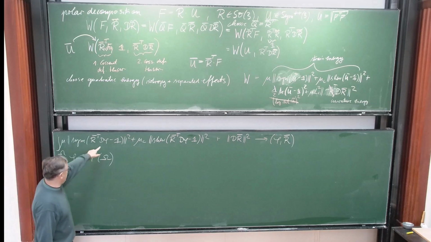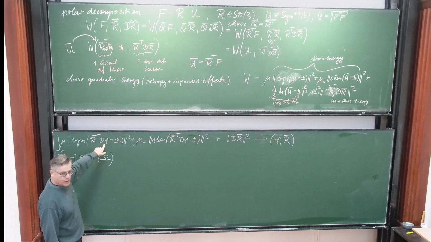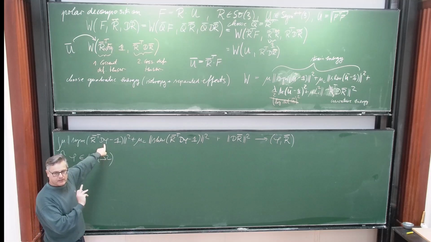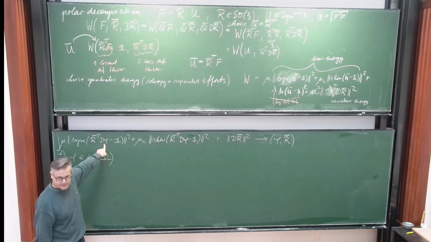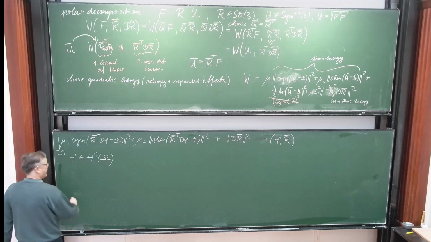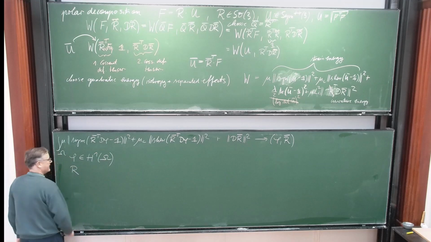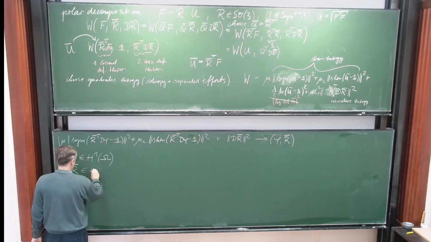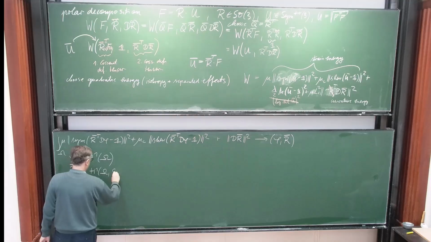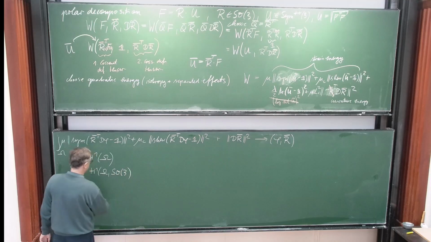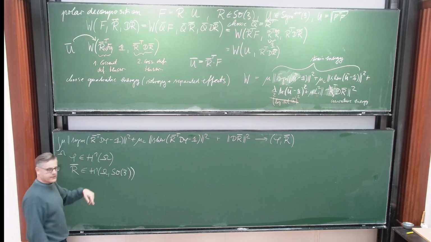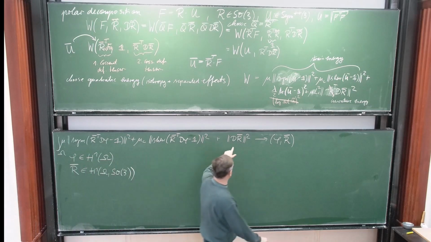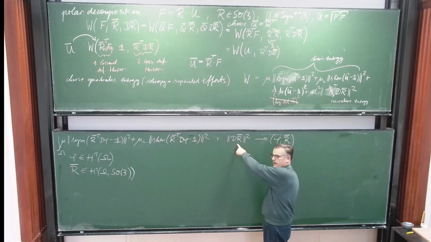Because we expect to have a control of dφ in L2, we have to see under which conditions we will have that. And we expect, but this is no expectation, we have it, that R bar is also in H1 with values in SO(3). Why is this? This is automatically true for the theory because we control all derivatives of the rotations.